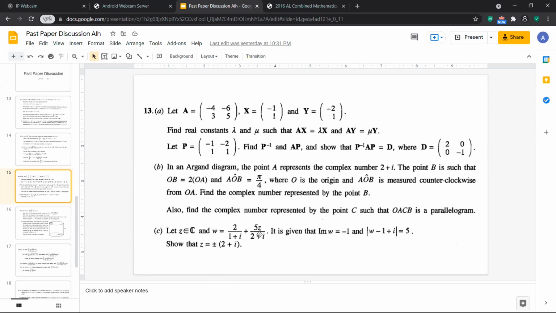So this is what we need to do. Look at W. W is 2 over 1 plus i, plus 5Z over 2 plus i. Now it's a bit difficult when there's i in the denominator, so we need to remove those. How do we do that? You multiply by the conjugate. I hope you know what a conjugate is. If the number is 1 plus i, the conjugate of 1 plus i is 1 minus i. It's just like the difference of two squares.